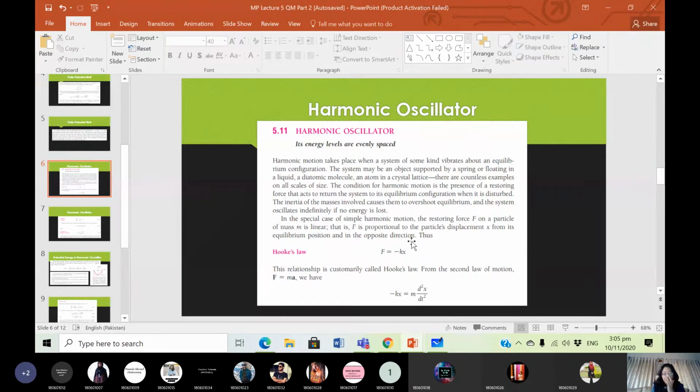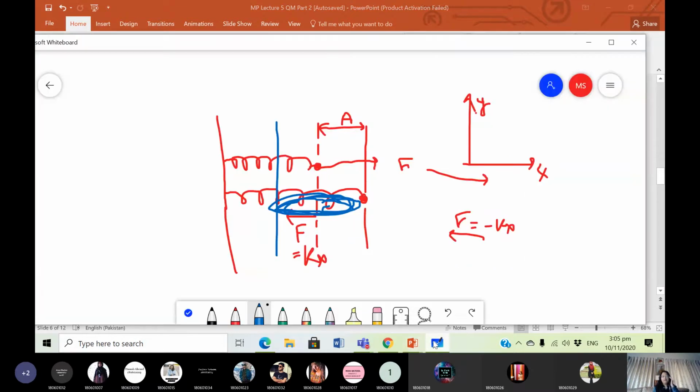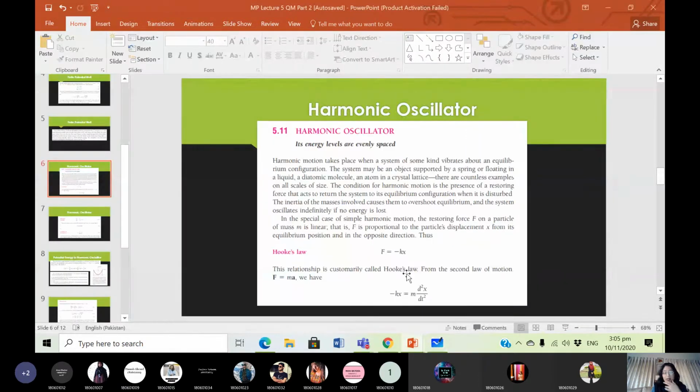This is the scientist Hooke. He wrote Hooke's law, where F is proportional to the displacement. So we have F equals minus kx, where k is the spring constant, or you can call it the force constant. It depends on the properties of the spring. It's like a proportionality constant, and the magnitude of the restoring force depends on the spring constant as well as the displacement from the equilibrium position.